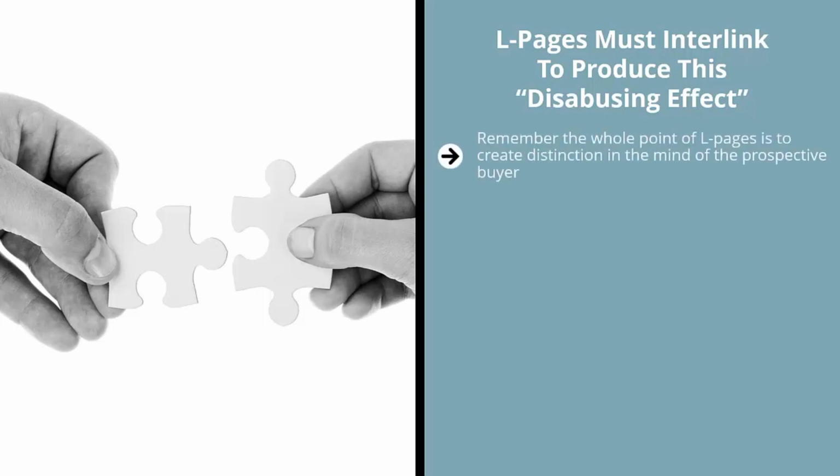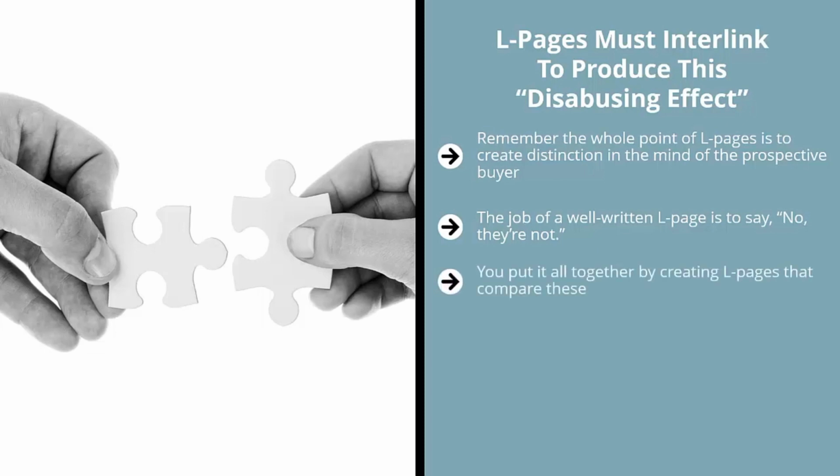Remember, the whole point of L pages is to create distinction in the mind of the prospective buyer. Prior to this point, they were at the K page level and they're basically saying, well, there are so many options out there and they're basically the same. The job of a well-written L page is to say, no, they're not. How do you make your case? You can say that there are different levels. There are different categories. There are different types. There are different brands. There are different products. You put it all together by creating L pages that compare these.